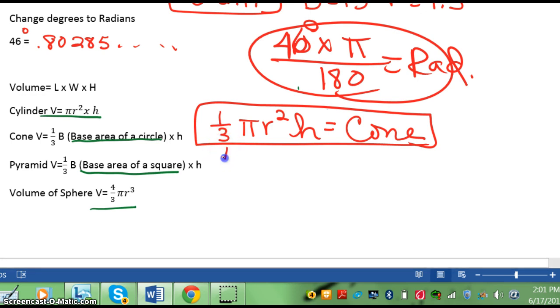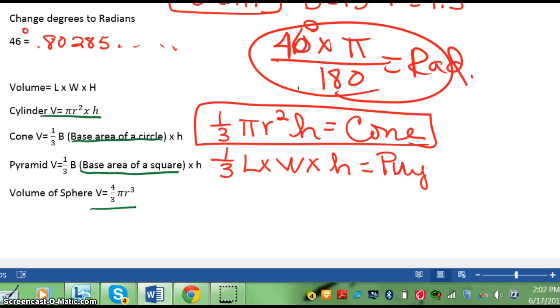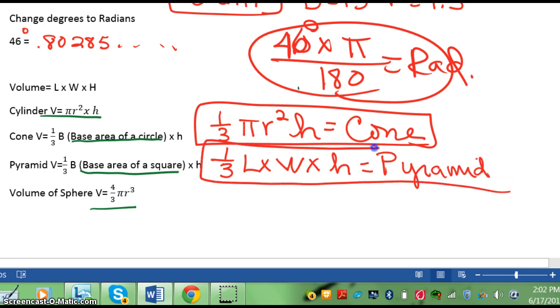The volume of a pyramid is 1/3 length times width times height. Again, that would be much easier for you to remember. One-third length times width times height.